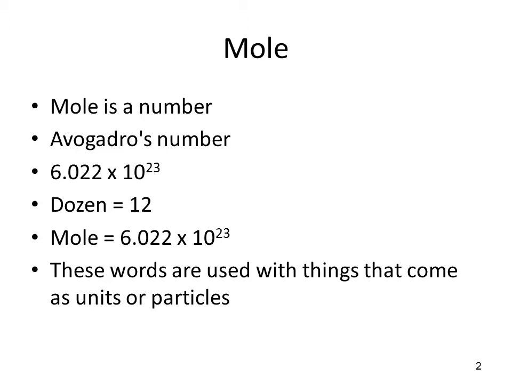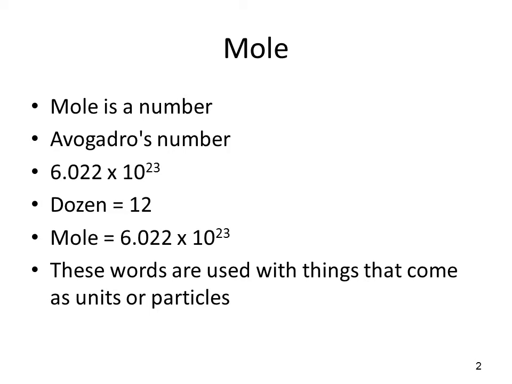It's really rather hard to grasp the size of this number. Very, very large. But we have to use such a large number when we're counting things like atoms, because we can't count atoms in numbers of 12. They're just too tiny. So we count them with a really huge number, like 6.022 times 10 to the 23. We can use this word, mole, and this number with things that come as units or particles.